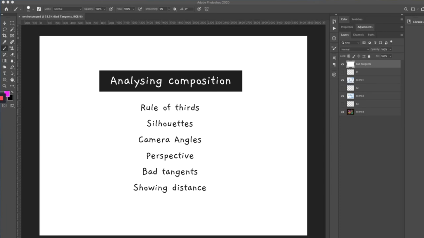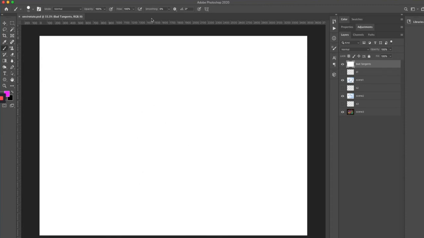Hi folks, just wanted to talk a little bit about environmental development as we go through our thumbnails. We're thinking about lots of different things. So first of all, rule of thirds, then silhouettes, camera angles, perspective, all that sort of stuff. But what I want to do here is talk a little bit about bad tangents.